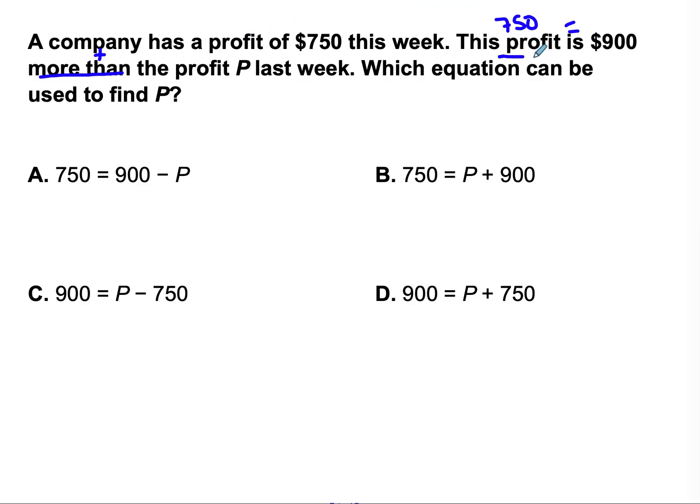All right, so let's take a look. This is the part that's telling me my equation. Let's look at our options down here. Looks like B is going to be our answer. 750 equals 900 plus P, and really more than means I put this part first. P plus 900. So B is the equation that I would use to find the profit from last week.